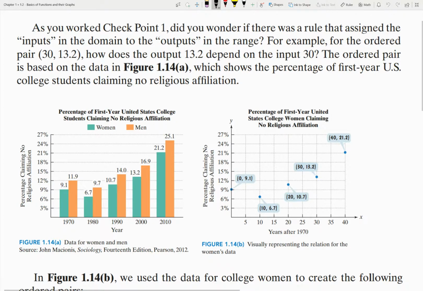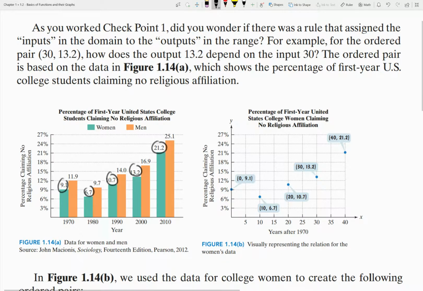Okay. So in that checkpoint, did you wonder if there was a rule that assigned the inputs to the outputs? So y was 30 associated with 13.2, weird that the textbook picked out the fourth term, not the first, not the second. Well, if you look at these two graphs, you can kind of figure out where these numbers came from. If you look at the bar graph on the left, we have the percentage of first-year United States college students claiming no religious affiliations. The green is women, the orange is men. And you can see these numbers for women should have looked a little familiar from the previous page.